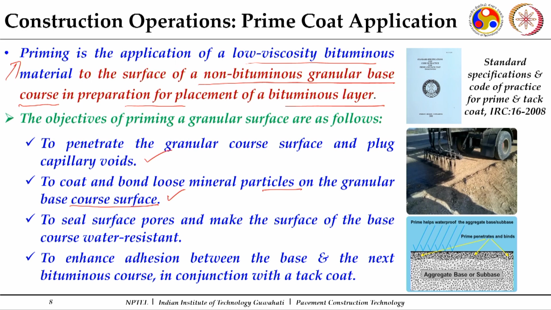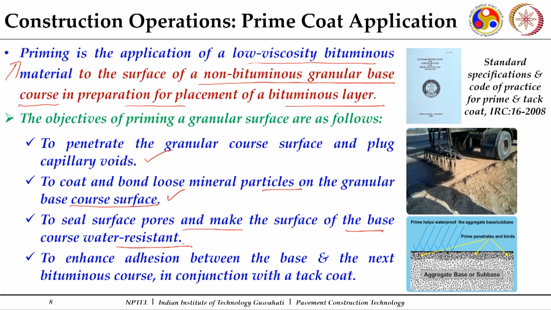Specifically on the surface, we need to bound those particles which are unbound with this low viscosity bitumen to seal surface pores, and thus another part is we want to seal that particular surface and make the surface of the base course water resistant, because then we have sealed the capillary voids. This will hold the aggregate particles together, and it will provide a water resistant surface to us.